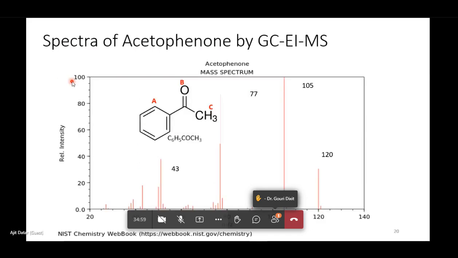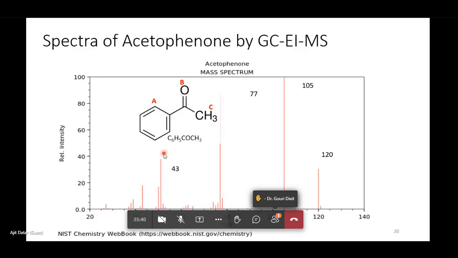This is a compound known as acetophenone, and you can see these are my A, B, C: the phenyl group, the C double bond O group, and the CH3 group. So A, B, and C. The molecular weight of the compound is 120. It loses the methyl group, so the bond gets broken here, it gets fragmented here, and you get AB plus, and this is your AB plus, 105. Then this is 77. Sorry for the mistake, that 77 has moved here, the number has moved here, but this is your 77, which is the phenyl group, so you are getting A plus. 43 is your BC plus. So COCH3 has a molecular weight of 43.